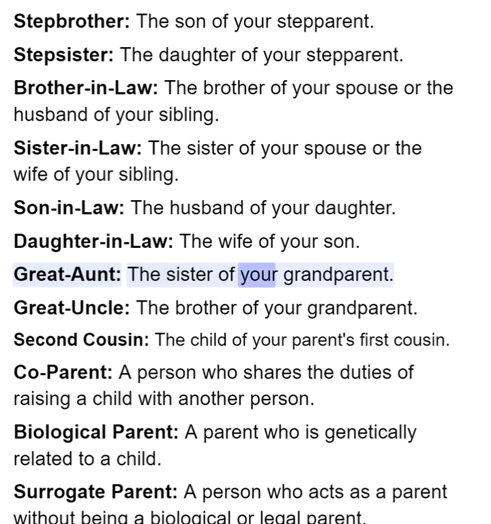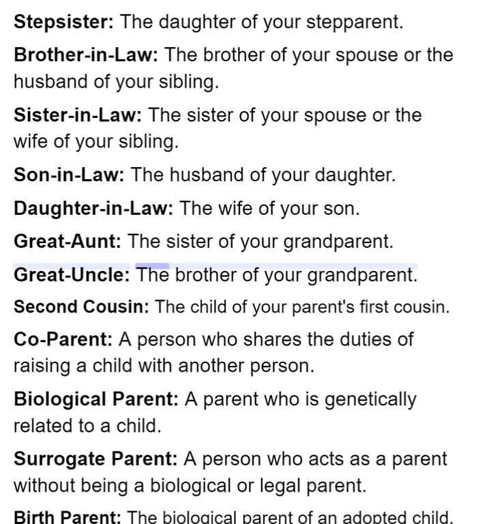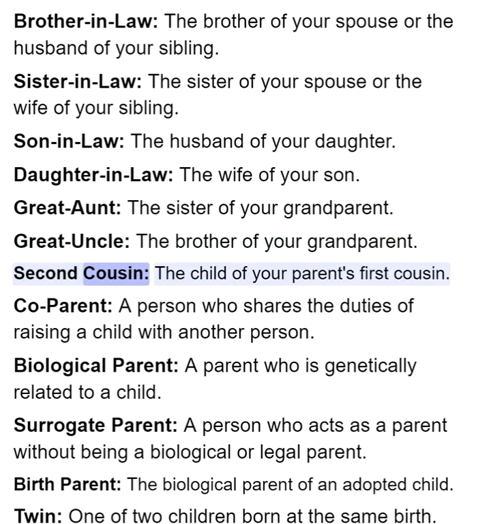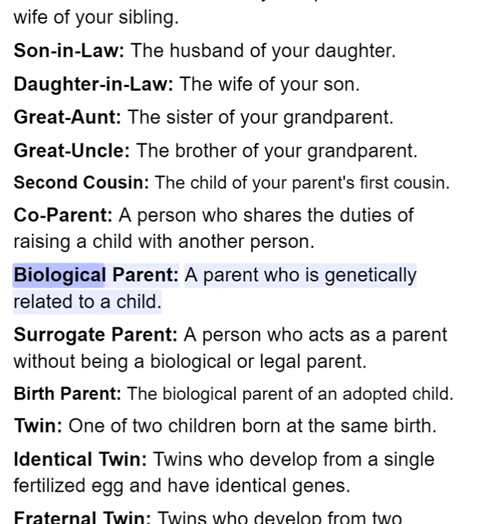Great-aunt, the sister of your grandparent. Great-uncle, the brother of your grandparent. Second cousin, the child of your parent's first cousin. Biological parent, a parent who is genetically related to a child.